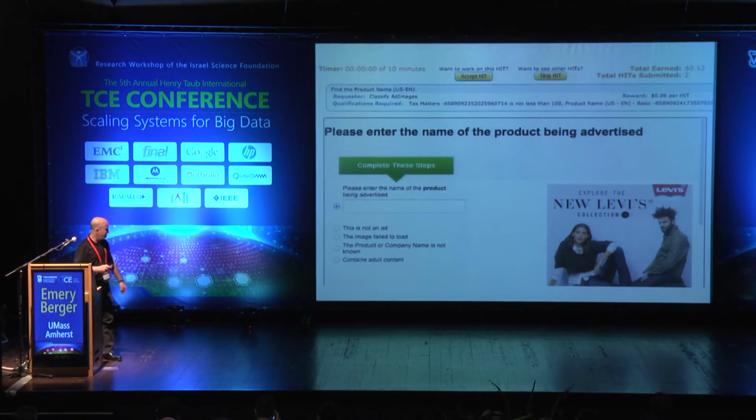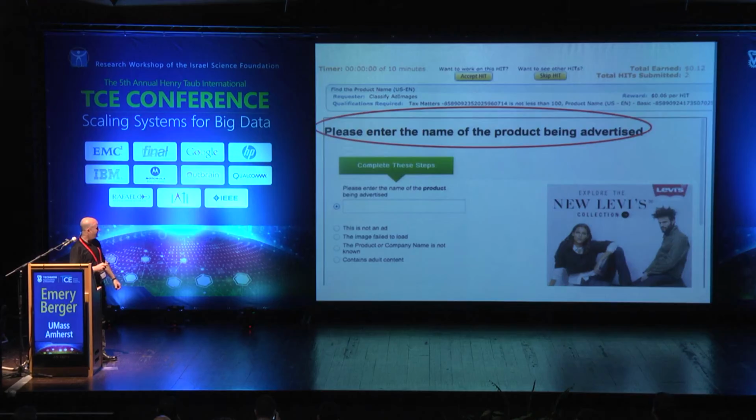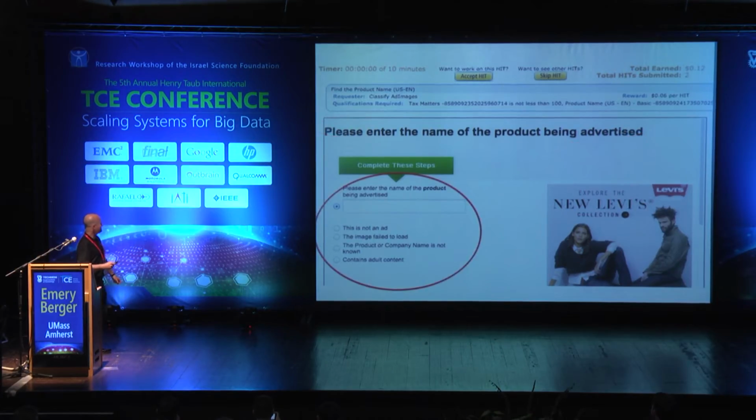So you can see that a typical hit will have something like this. Please enter the name of the product being advertised. This is the kind of thing that's not necessarily easy for a computer to do. Right? What's the product being advertised? Hipsters, correct? OK. So you entered the product, and then there's other choices.